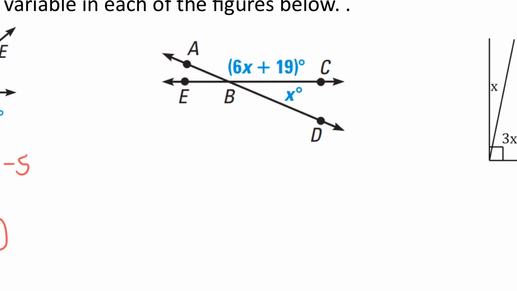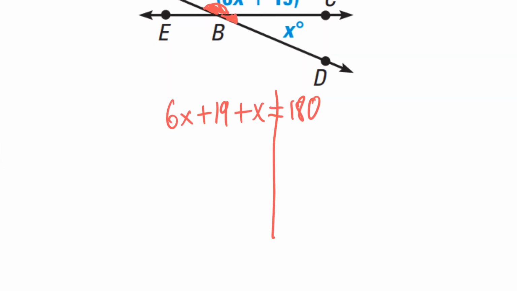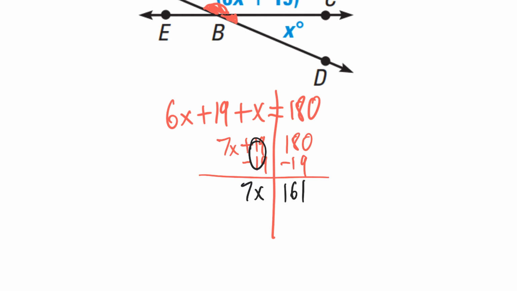Okay. This one. So what's up with this angle and this angle right here? What are these? Okay, they're a linear pair, so they're supplementary. So what do I know about those? They add up to 180. So 6x plus 19 plus x equals 180. So we have 7x plus 19 equals 180. Minus 19. So 7x equals 161. Divided by 7, that's going to be 23. Is that right?